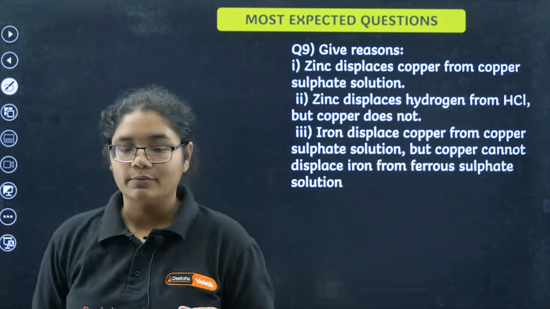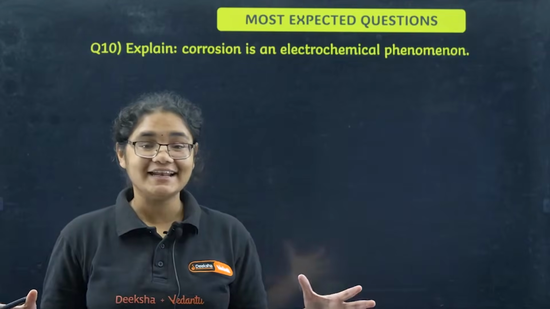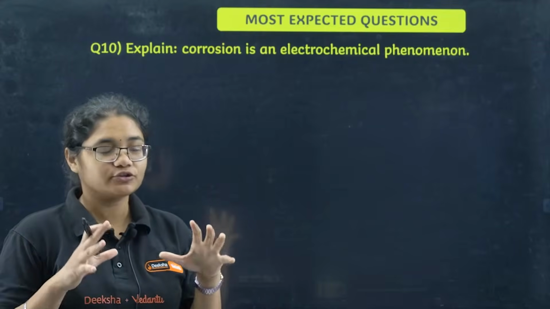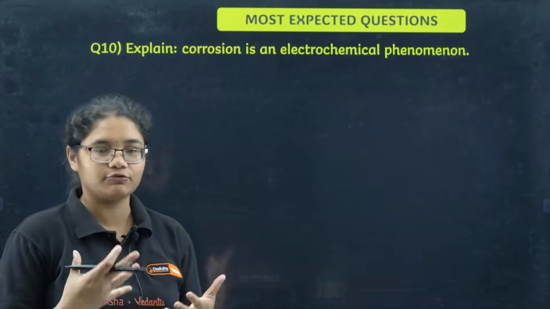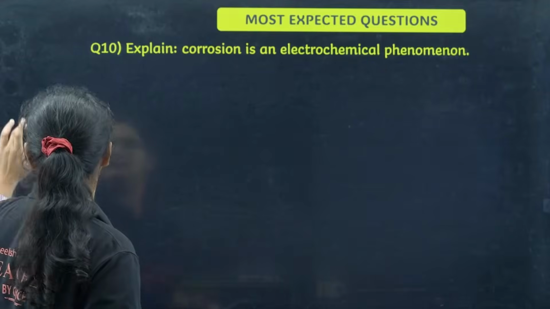Next we have a question, this I have already discussed. So let's see the next question. Explain corrosion as an electrochemical phenomenon. Okay, so this can be a long question, so you have to prepare it very thoroughly because you have a lot of reactions here. So please listen to the answer properly.